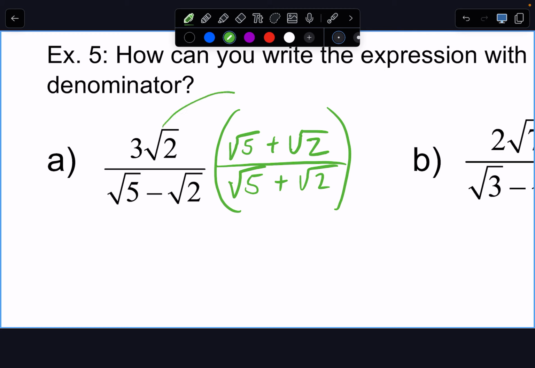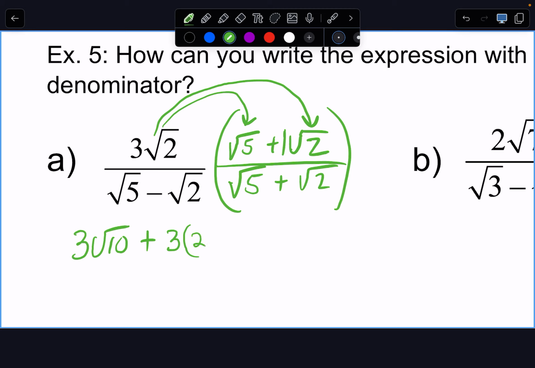Now we're going to FOIL. 3 square root of 2 times square root of 5 is 3 square roots of 10. And then 3 square root of 2 times square root of 2. Take your time with this. There's an invisible 1 in front of the square root of 2. So 3 times 1 is 3. Square root of 2 times square root of 2 is 2. Great job, guys.